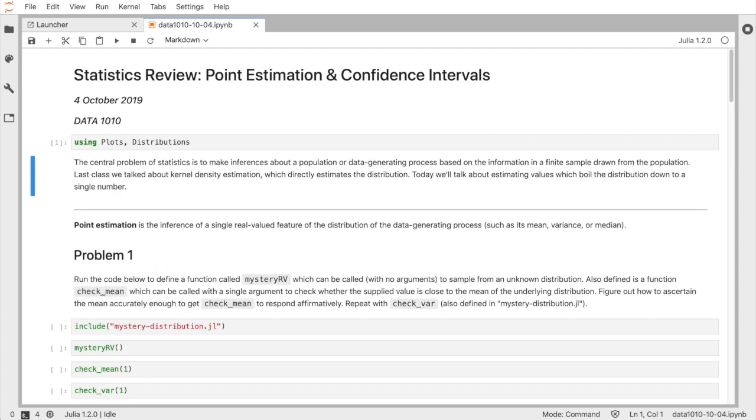Today we're continuing our study of statistics with the topics of point estimation and confidence intervals. So last time we talked about how to draw inferences about a density based on observations sampled from that density. And the strategy that we used is called kernel density estimation. Today we'll discuss a topic which in some ways is a little simpler, where we're going to estimate values that are a single number. So for example, we might want to estimate the mean of the distribution used to generate the observations that we see.